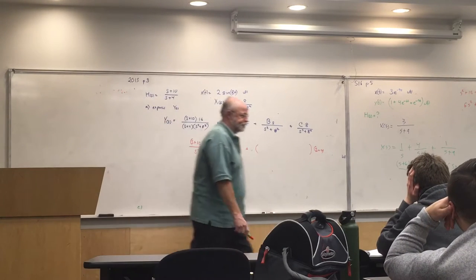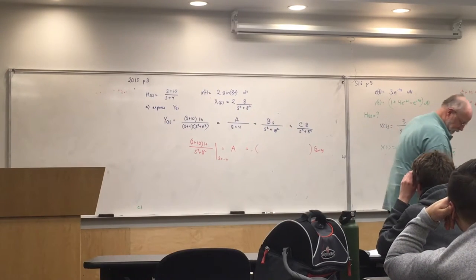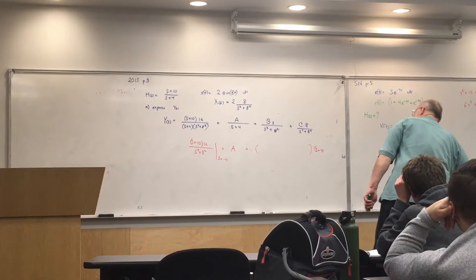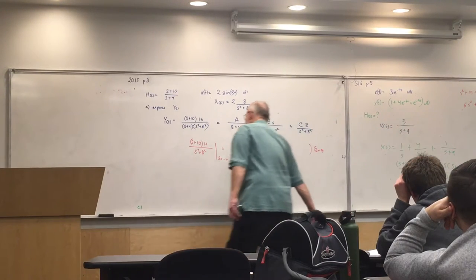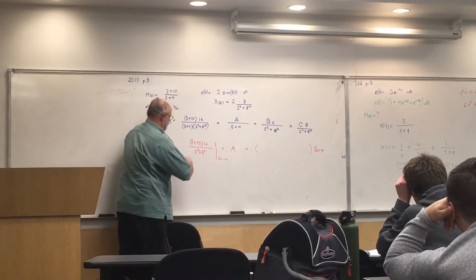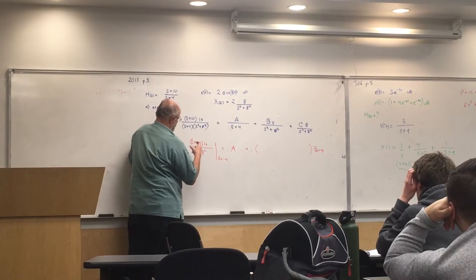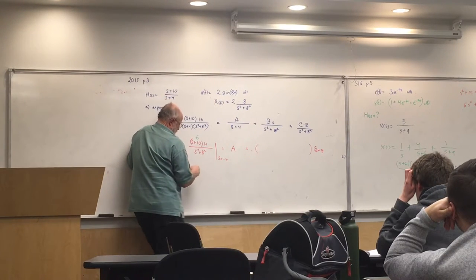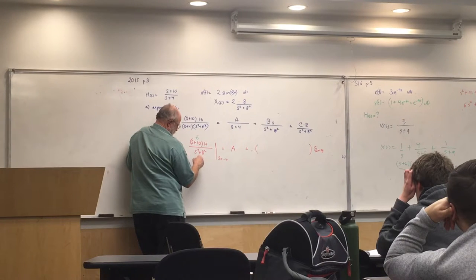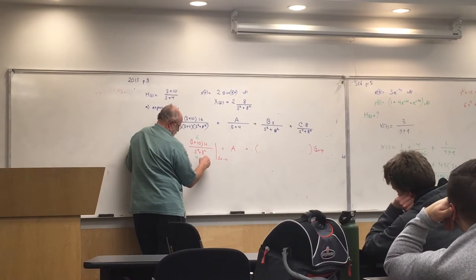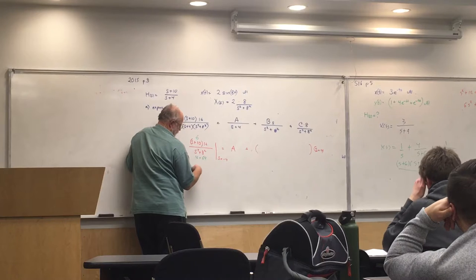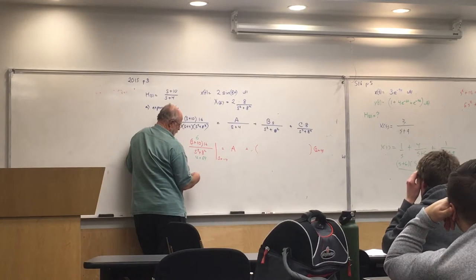We just plug in. Plug in, excellent. That's all there is to it. What do we plug in? We're plugging in negative 4. So what is negative 4 plus 10? 6. Plus 6, 6 times 16. What is negative 4 squared? 16. So throw out your calculator, but tell me what that is.